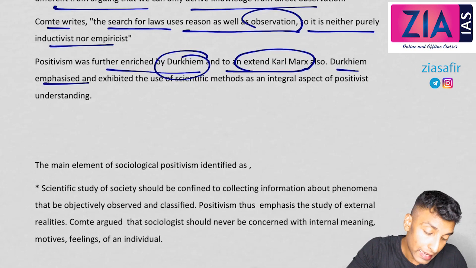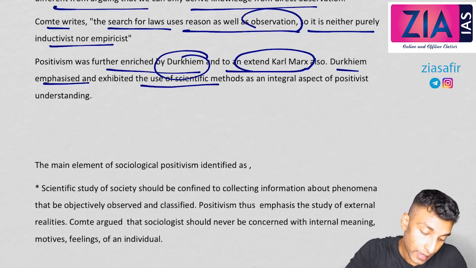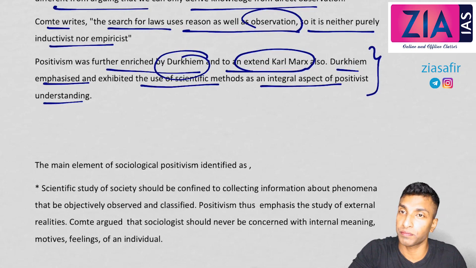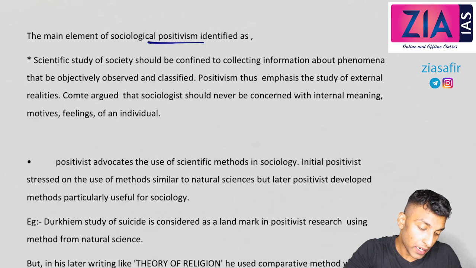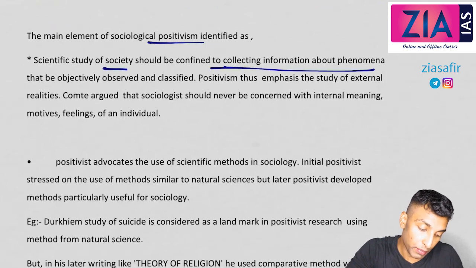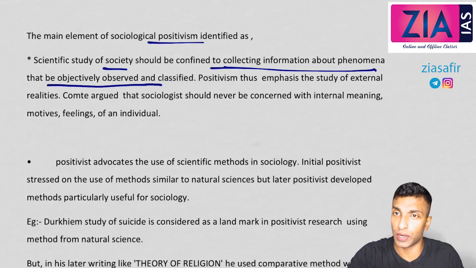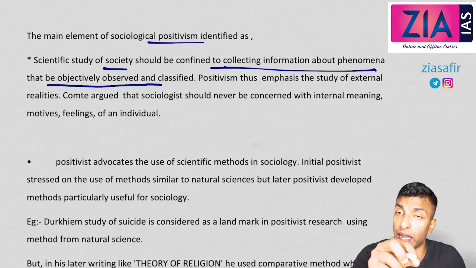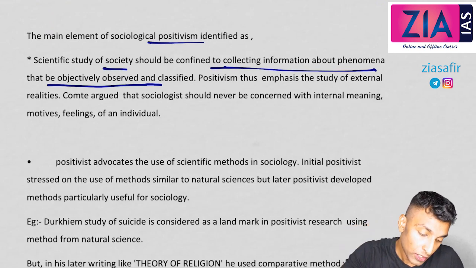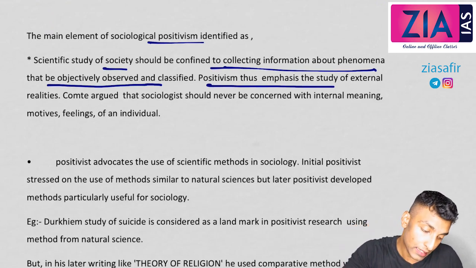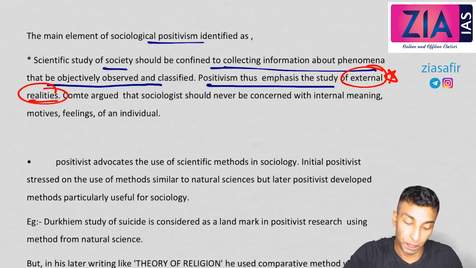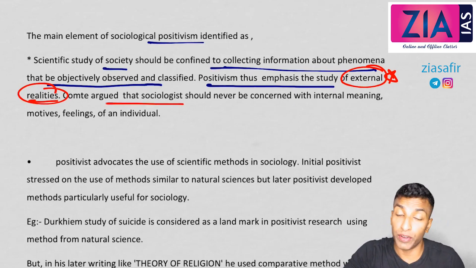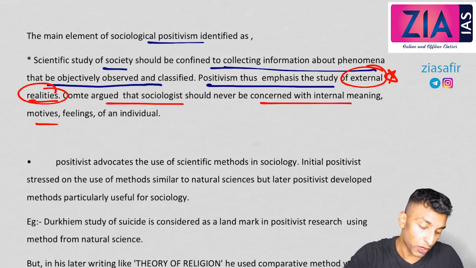Durkheim emphasized and exhibited the use of scientific methods as an integral aspect of positivist understanding. The main element of sociological positivism is that the scientific study of society should be confined to collecting information about phenomena that can be objectively observed and classified. So you collect the phenomena which are objectively observed and classified. That means external realities. So positivism emphasizes the study of external realities. This is the key point here, so you just need to remember this point. Comte argued that sociologists should never be concerned with internal meanings, motives, etc.